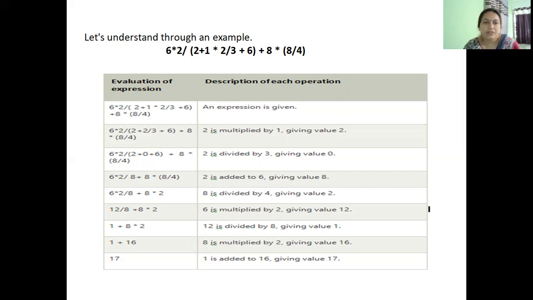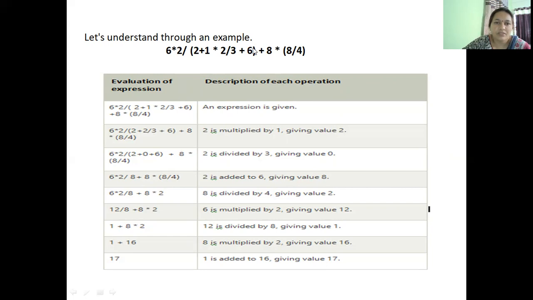So here, let's see the order in which this particular expression is evaluated. The expression is 6 * 2 / (2 + 1 * 2 / 3 + 6) + 8 * (8 / 4). This is the expression given. So first we have to always open the brackets, and open them in left to right order. The left side bracket will be opened first. So the first set of brackets has to be opened.